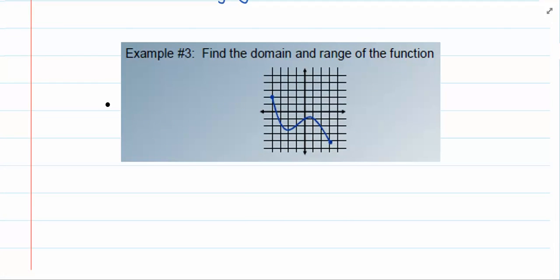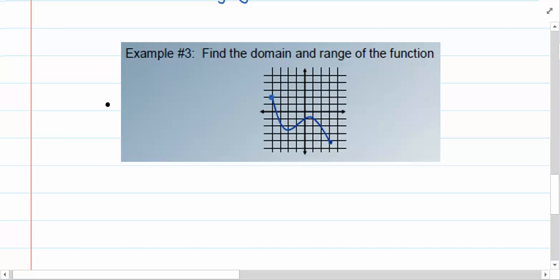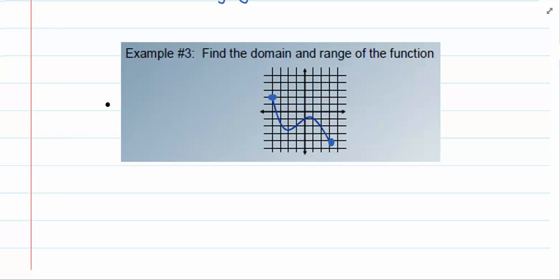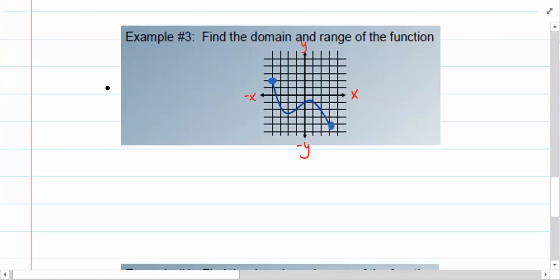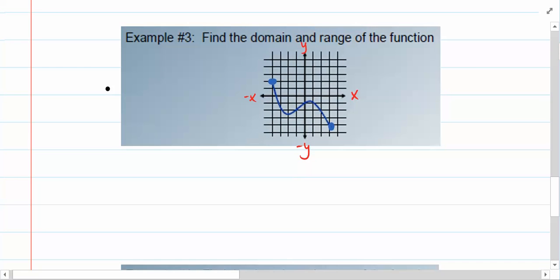This example is very similar to the last one, but it's slightly different in that the graphs have dots at the end rather than arrows. And these dots indicate that the graph stops. It does not get any larger or smaller. It doesn't move to the right or left from these end positions. So we have to ask ourselves now, what is the domain and what is the range of this function?